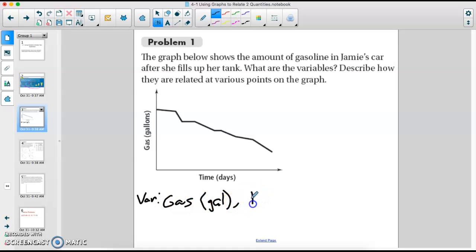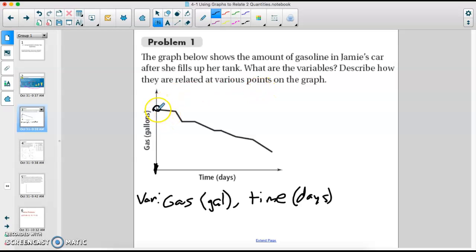Our other variable is time. How much time has passed since she filled up? So here would be her filling up, at time 0. Her tank is full at time 0, and then it decreases as we go. Now if you notice, there are some time and days. We're getting our labels here. Now it says describe how they're related to various points on the graph.